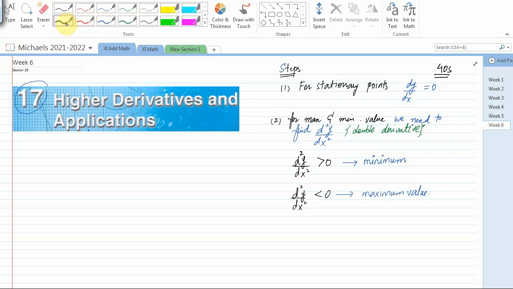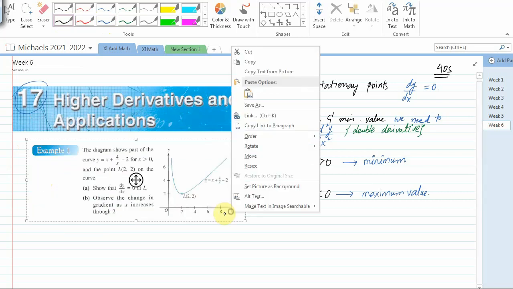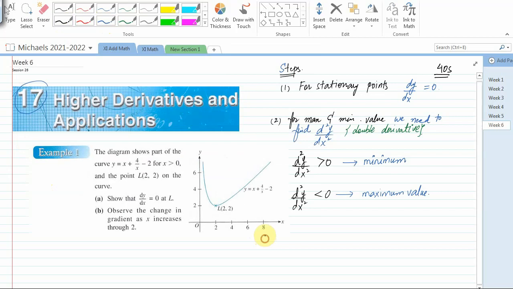Alright, once you have noted down the important points, now we are going to discuss how we are going to apply those points. So for that I have taken example number 1 from your book, chapter 17, exercise 17.1.